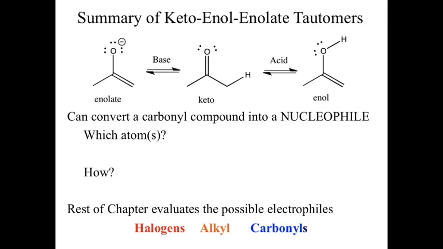The rest of chapter 23 is really going to evaluate what possible electrophiles there are. What we're going to focus on with the rest of this video is just our halogens, and in later videos we'll talk about alkyl structures, and then we'll look at our carbonyls.